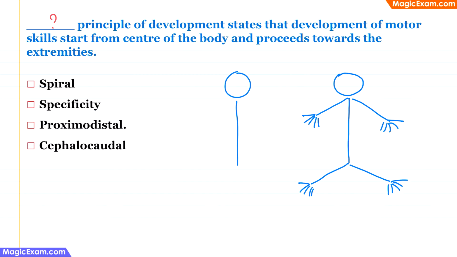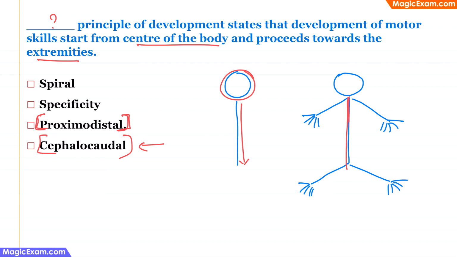Which principle of development states that development of motor skills starts from the center of the body and proceeds towards the extremities? Before answering this question, you have to understand two important principles of development. One is proximodistal and the next one is cephalocaudal. Now, cephalocaudal principle says that the development of the human body starts from the head and then moves downwards towards the spine and the limbs. And proximodistal principle says that the development of the body starts from the inside and goes towards outside.